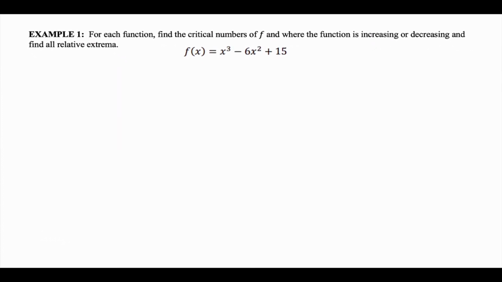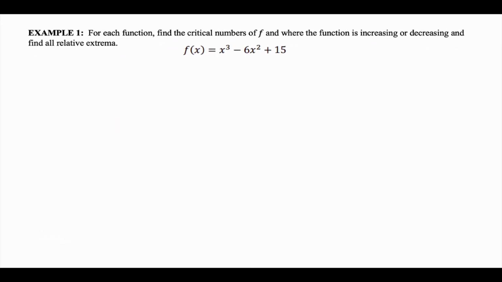All right, so let's look at the first one. Example number 1. For each, find the critical numbers. Sometimes they're called critical numbers, sometimes critical values, sometimes critical points. They're all the same thing. Find the critical numbers of f, and then where it's increasing or decreasing, and find all extrema. So number 1, find all critical values.